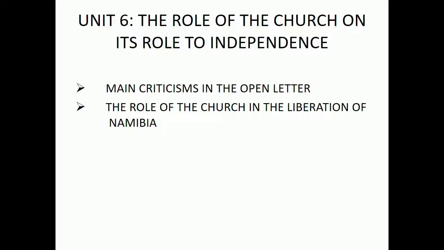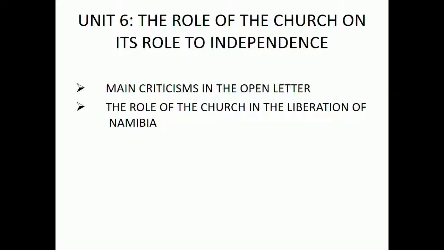The open letter was a letter written by the congregation, people of Namibia, church people, to the SA authorities, in which they criticized the SA government. And they had various things they mentioned in this open letter. It was called an open letter because it was open for everyone to read its contents. So you need to focus on the main criticisms, the grievances that the people put in this letter.